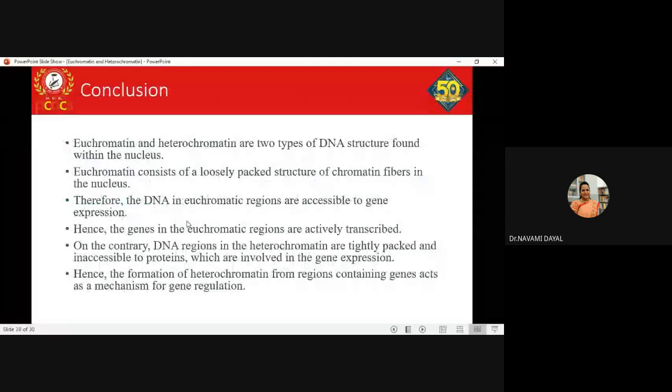So here is the conclusion of the entire topic. Euchromatin and heterochromatin are the two types of DNA structures. Euchromatin consists of a loosely packed structure, and therefore DNA in the euchromatin regions is accessible for gene expression. The genes in the euchromatic regions are actively transcribed. On the contrary, the DNA regions in the heterochromatin are tightly packed, inaccessible to proteins, and therefore transcriptionally inactive.